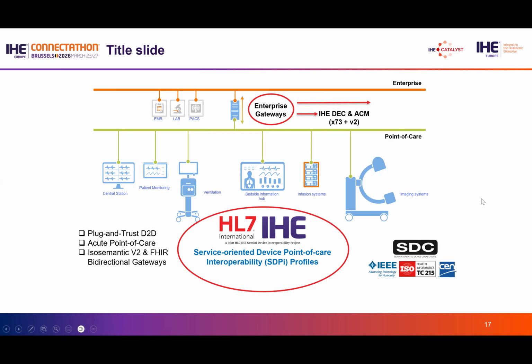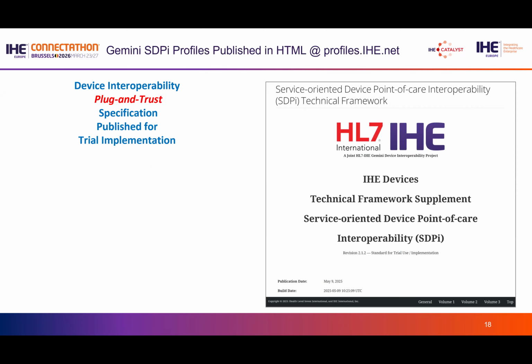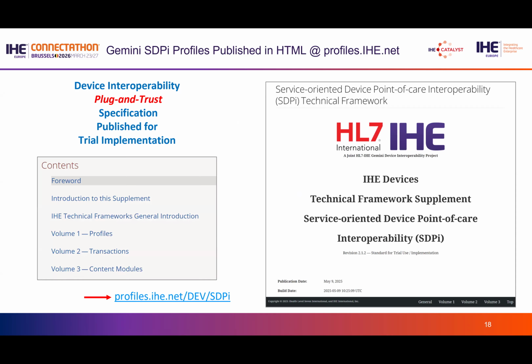But what we have done is we have also integrated the gateways within those specs to DEC and ACM for enterprise integration from the point of care out, as well as we have a gateway for HL7. So we're looking at these future parts. So within this family of profiles, we have support for all of that. This is where you can find it, profiles.ihe.net/dev/SDPi. And we have a new 2.2 version coming up. I think maybe even tomorrow it'll get posted. So this is what it looks like. It's all HTML. You can go online and browse it.